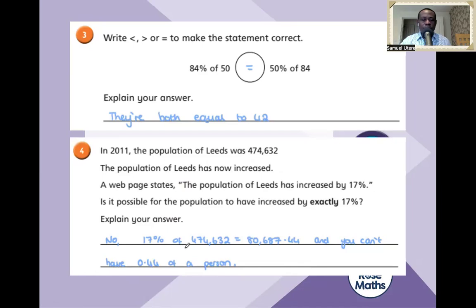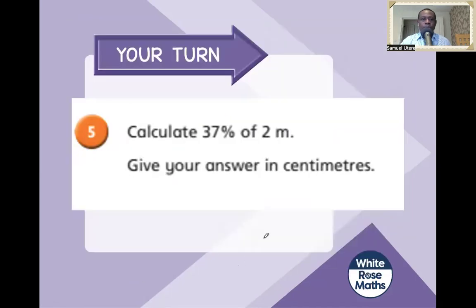Why? 17% of this is this amount, and you can see that you can't have a fraction of a person. So when you do this calculation, you will see that your answer is not an integer. So in the context of what we're discussing, we cannot have a fraction or decimal of a person. Pause the video and answer question 5 in 1 minute.